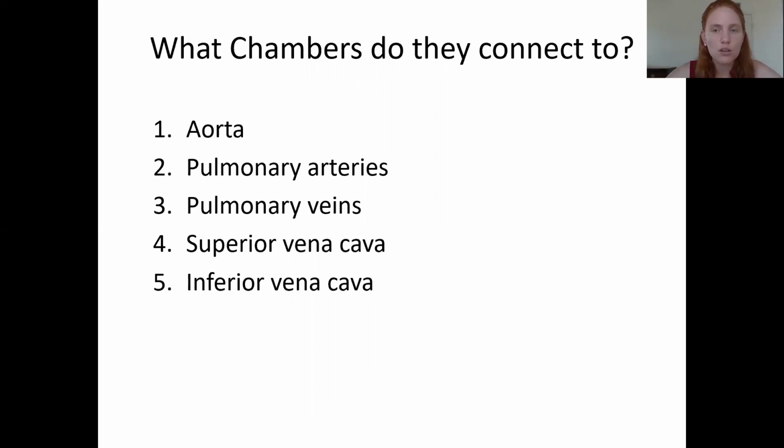Okay, so if you keep that in mind, it'll be a lot easier to sort of figure out where each one goes. So the aorta takes the blood to the whole body. So it's an artery, so it's going to be connected to a ventricle. Which ventricle takes blood to the whole body? That would be the left ventricle. For the pulmonary, pulmonary means lungs. Okay, so it's an artery, so it's going to be connected to a ventricle. Which ventricle pumps blood to the lungs? That is going to be the right ventricle.